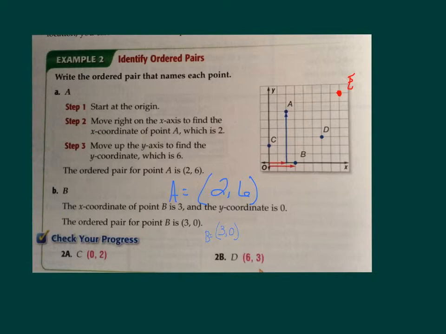Okay, I have a challenge for you. We know the answer right here for C is 0, 2, and then for D is over 6 and up 3. My question for you is, go ahead and find E. What's the correct coordinate for E going to be? I'll give you a quick second.